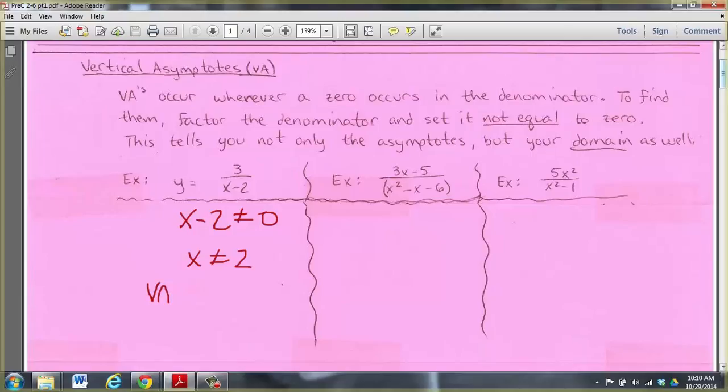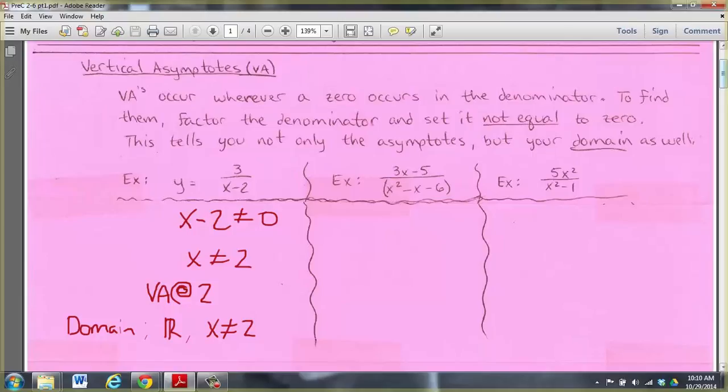So your vertical asymptote is at x equals 2, or you could just write your vertical asymptote is at 2, and your domain is all real numbers, but x cannot equal 2. So that's a very easy example. This, you just take the denominator and set it not equal to 0, and there's nothing more to do.